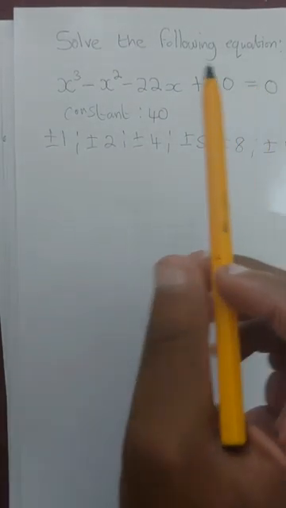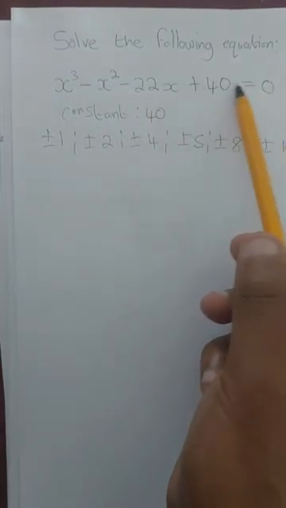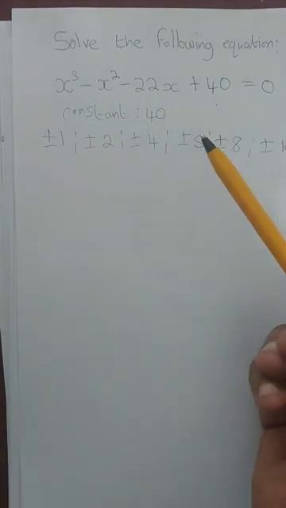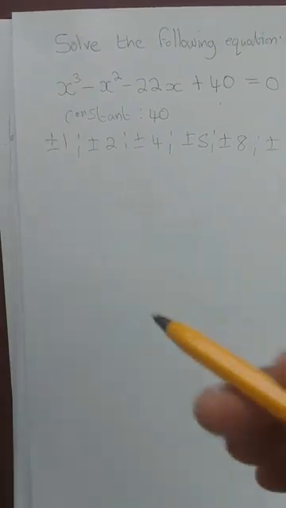What do I mean by that? I mean, if I take 1 and substitute it here, if I get a value of 0, then it means that 1 is a solution to the equation. But if I do not get a value that is equal to 0, then 1 is not a solution to this equation. So let's try that out.